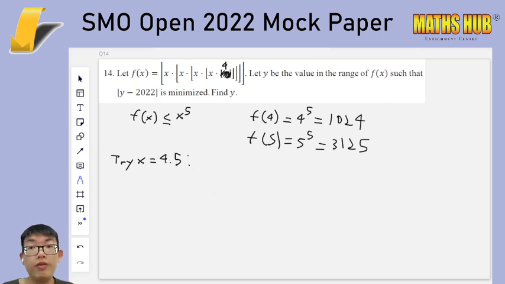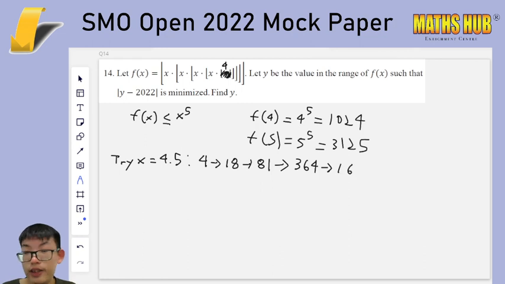If you try x equals 4.5, I'm just going to write it as a sequence of numbers. First you have 4, and then times 4.5, you get 18. 18 times 4.5, you get 81. 81 times 4.5, yeah, so this is where it gets annoying. You get 364.5, which rounds down to 364. And then after that, 364 times 4.5 is still pretty far away. It is 1638.